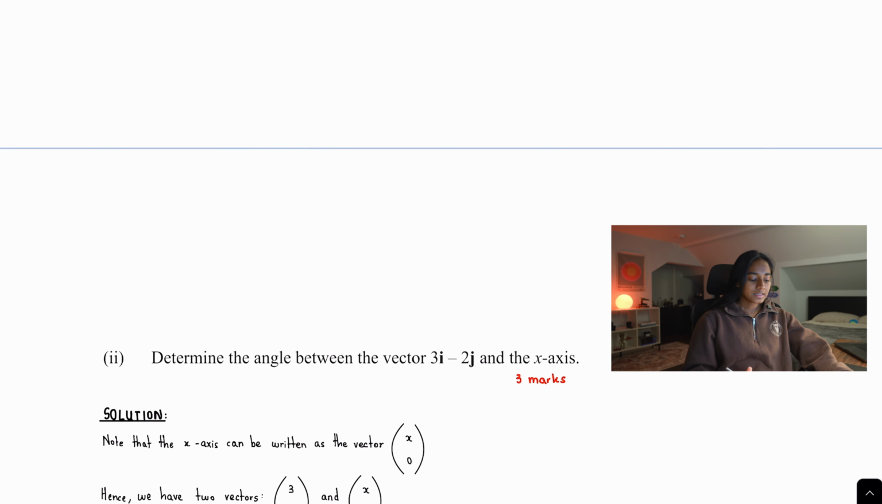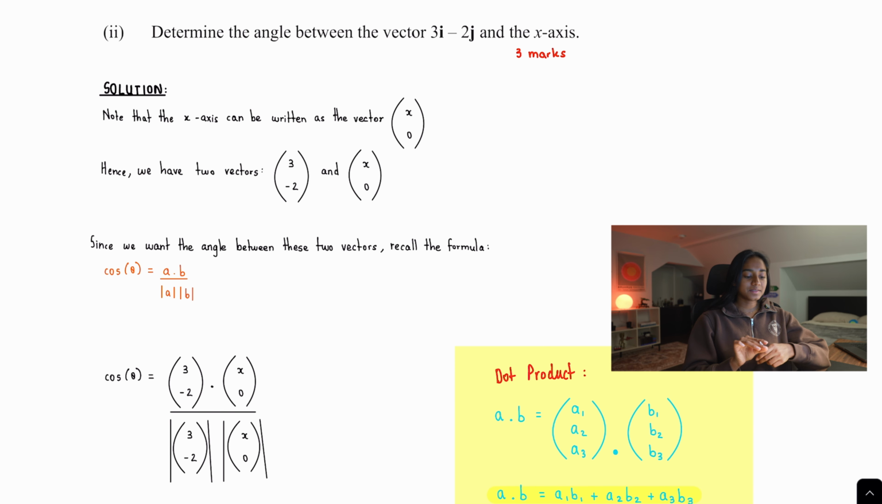Now for part 2, let's determine the angle between the vector 3i minus 2j and the x-axis. So what is the x-axis?